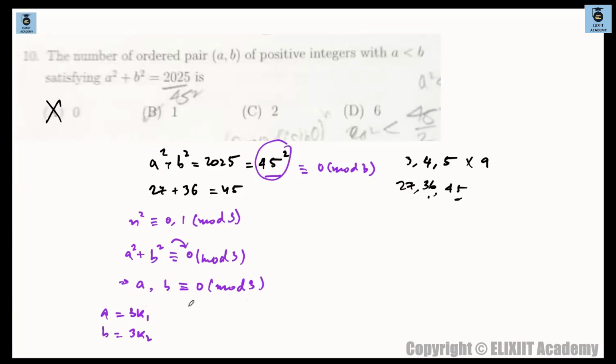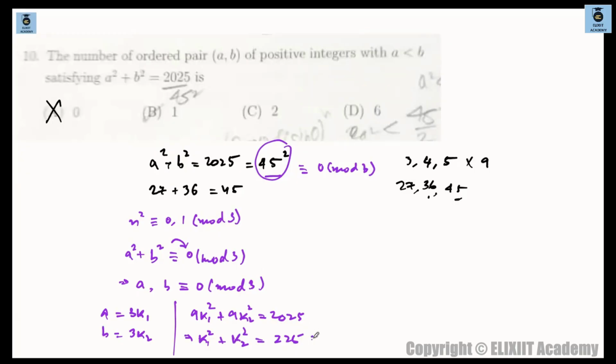So I'm taking this to be k1 and k2. So we are getting 3 times 9k squared. From this relation, we are getting 9k1 squared plus 9k2 squared, and this is equal to 2025. So k1 squared plus k2 squared is now reduced to 225, since 2025 divided by 9 gives you 225.